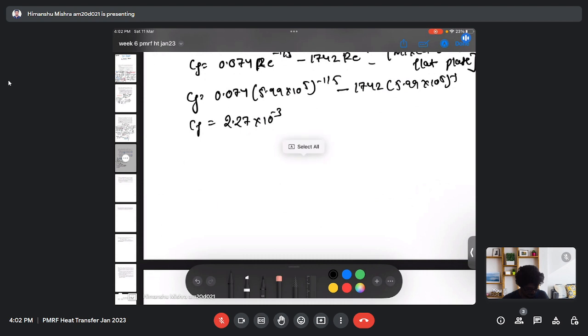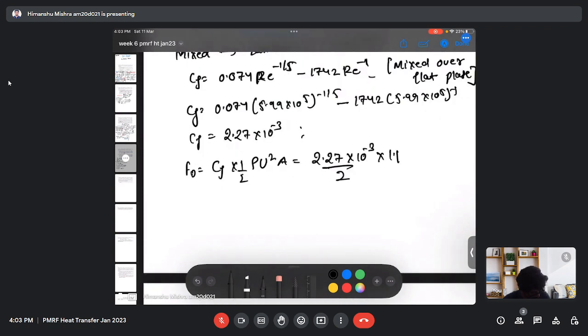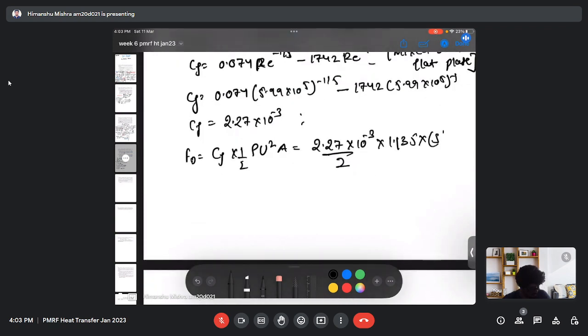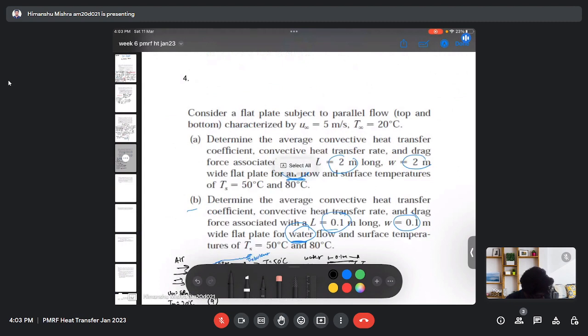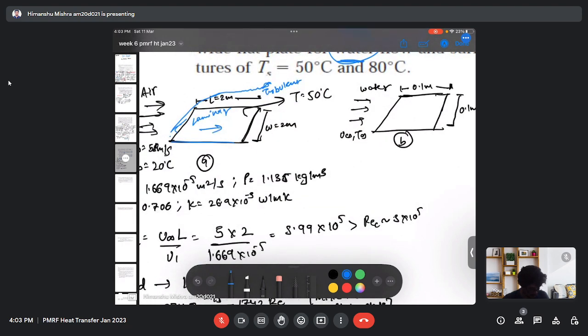Once I have my drag force coefficient, I will use the drag force relation to find the overall drag force experienced by the plate. The density was 1.135, my velocity is 5, and my area is 2 into 2. And in the question it is given that there is a flow over the top and the bottom part. So there is a flow at the top as well as at the bottom, so there will be twice the drag force acting.